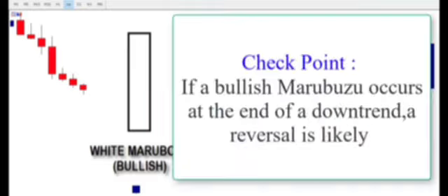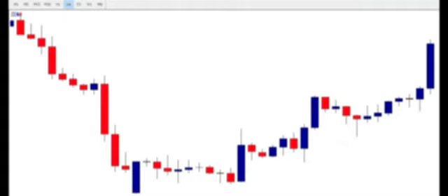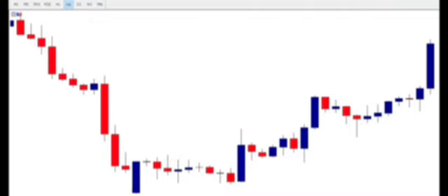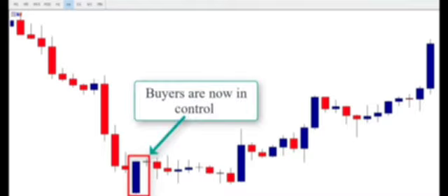If a bullish Mariposa occurs at the end of a downtrend, a reversal is likely. Let me show you an example. As you can see here in this chart, the market was trending down. Sellers were in control of the market. The formation of the bullish Mariposa indicates that buyers are in control of the market during this trading session. So sellers are no more in control and a reversal is likely to happen.